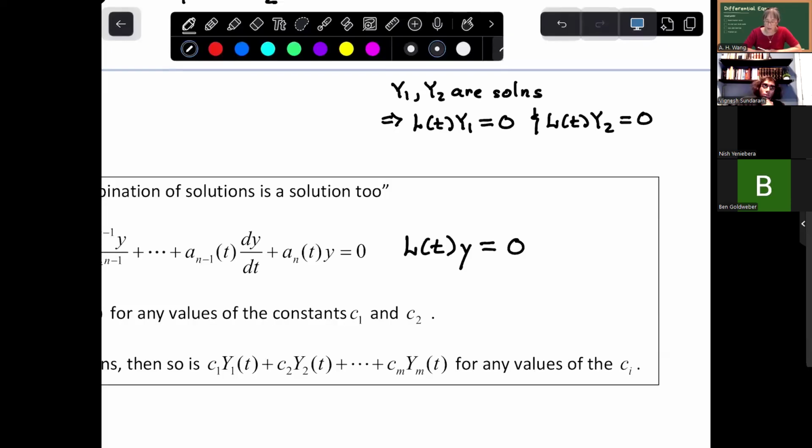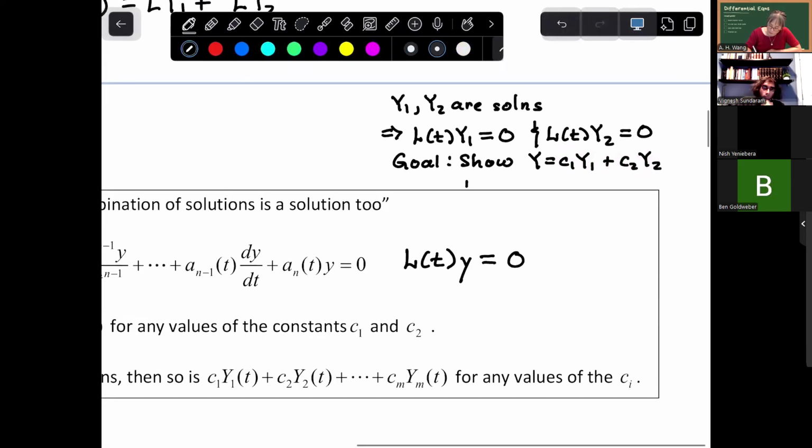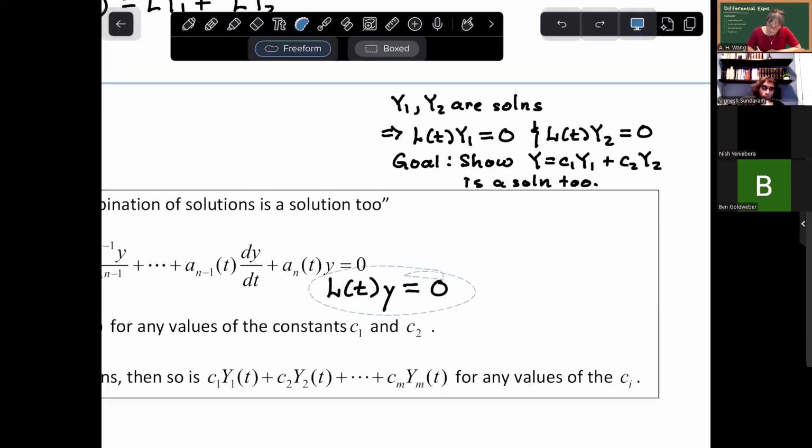And now our goal is to show that y equals c1 y1 plus c2 y2. So if you scale and then add, that is going to be a solution too. So how do you prove that somebody is a solution? Well, you want to plug it in and get a true statement, so that left-hand side equals right-hand side. Let me just put them right here. So this is another way to write it.